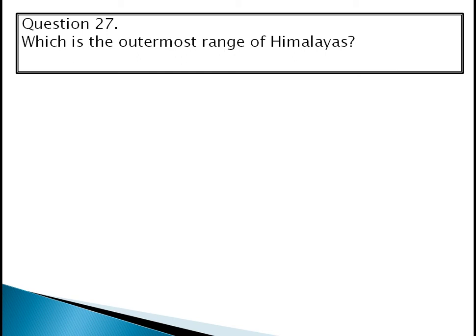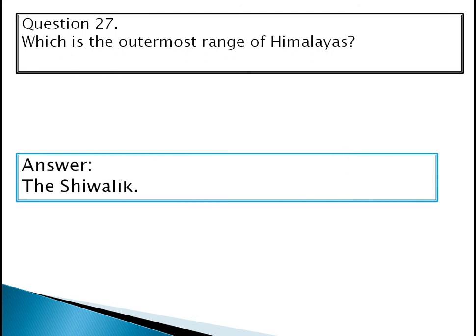Question number 27. Which is the outermost range of Himalaya? As we had seen about the three parallel ranges of Himalaya, Himadri, Himachal and Shivalik, out of them, which is the outermost range? Just in the previous slide you had seen, so you can have the answer quickly. That's Shivalik. Please go through the slide, the question and the answer. Then it is going to be beneficial for you.